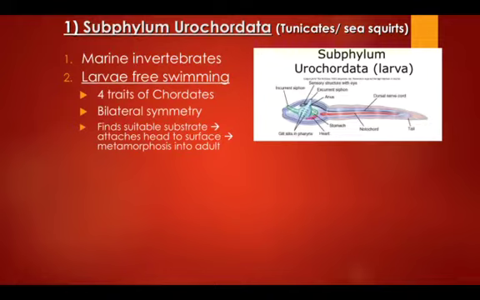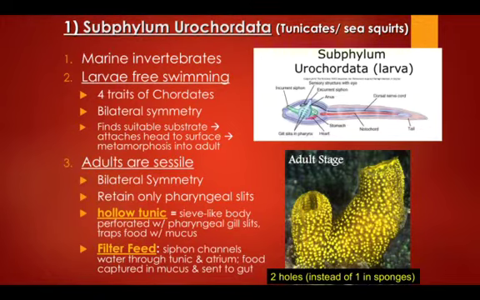So the larval stage is free swimming. It has the four traits of chordates: the postanal tail, the pharyngeal gill slits, the notochord, and the dorsal hollow nerve cord. They do exhibit bilateral symmetry, but like with some of the other organisms that we've talked about, the larval stage really just wants to find a substrate to latch onto and then metamorphose into the adult stage. The adult stage is called a tunicate.